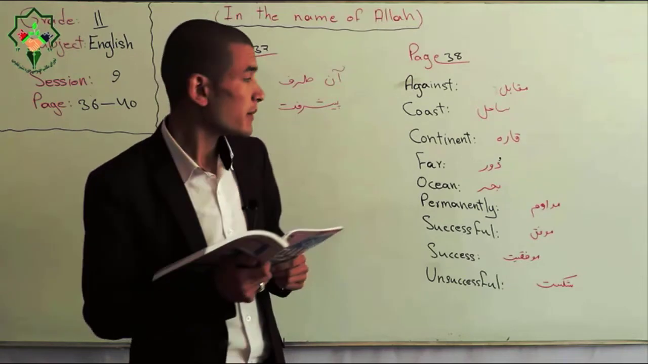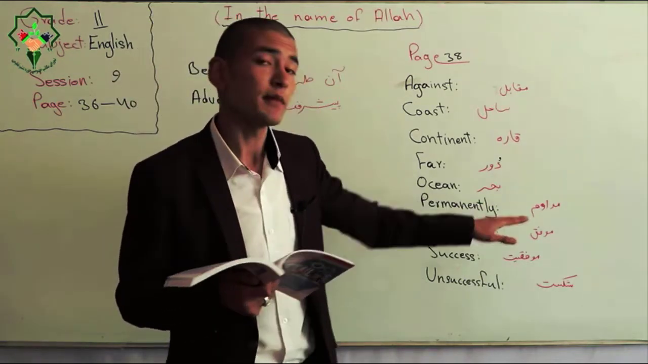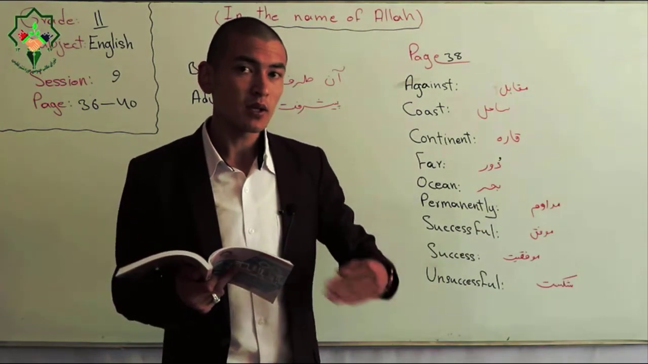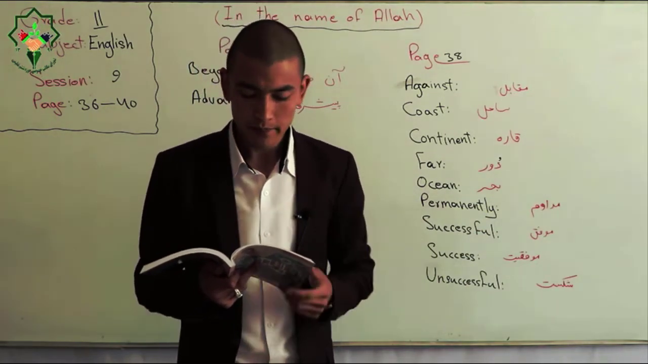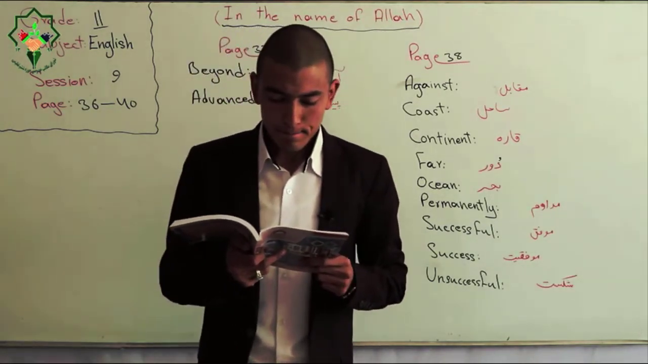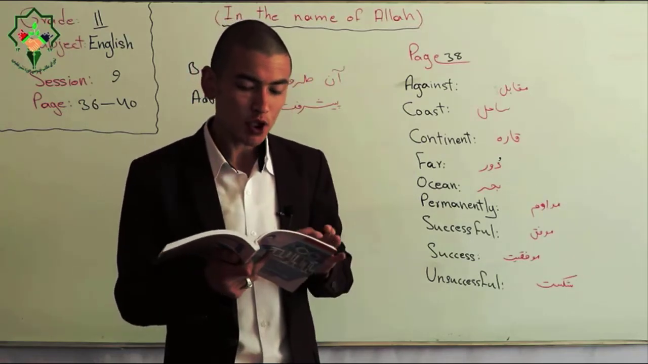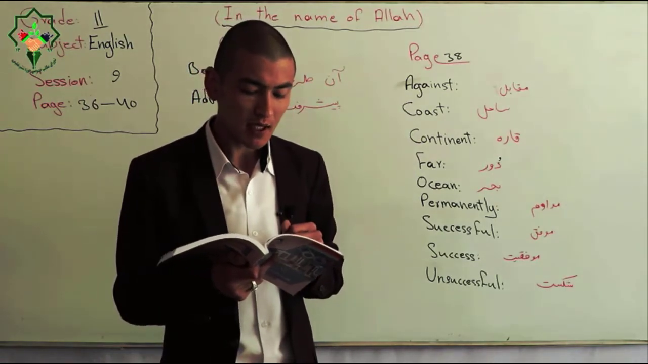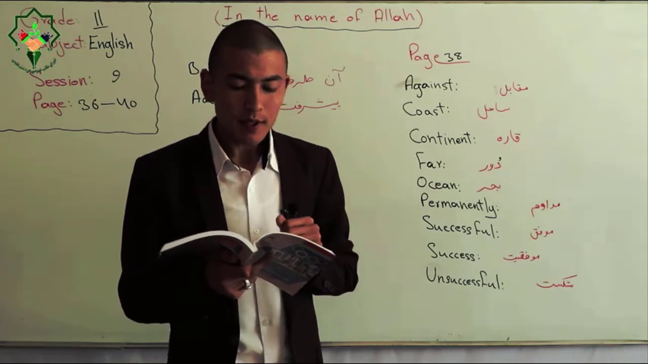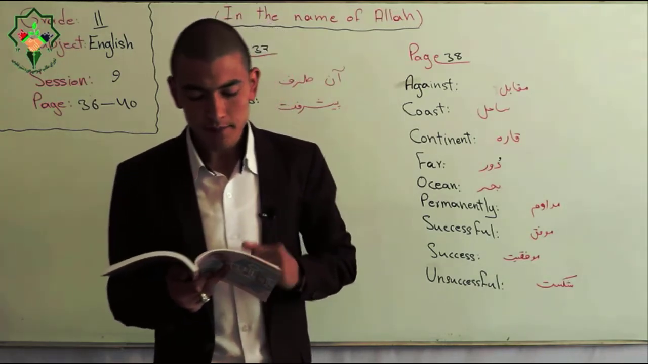Permanently. Permanently, it means continuing, lasting, or repeated. Permanent. When we have permanently on this page, the first one is permanently and the second one is permanent. Permanently is an adverb and permanent is an adjective.